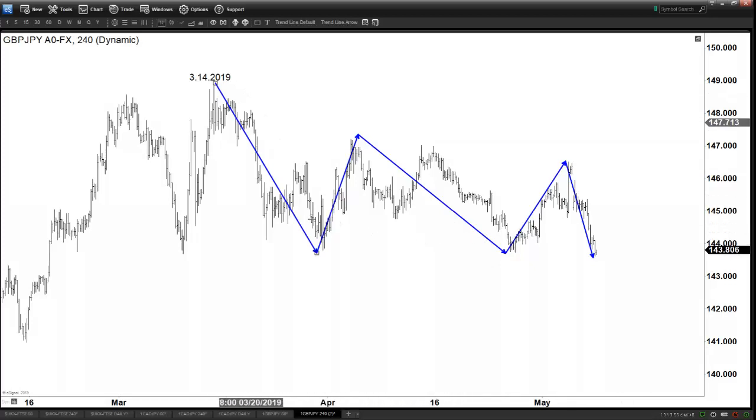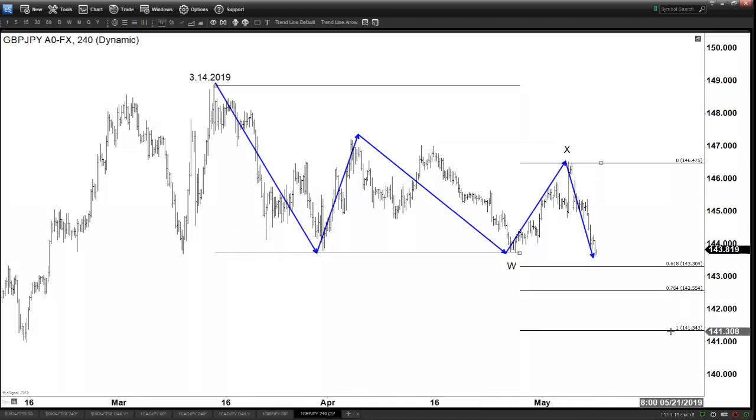Another possibility, every time you see a 5 swing, is that it is a 7 swing WXY. If it is a 7 swing, what this means is this is your W, this is your X, and that means that you need to see 7 swings, and it needs to go to the 100% of this WXY, and you can get a target towards 141.4 to the downside.